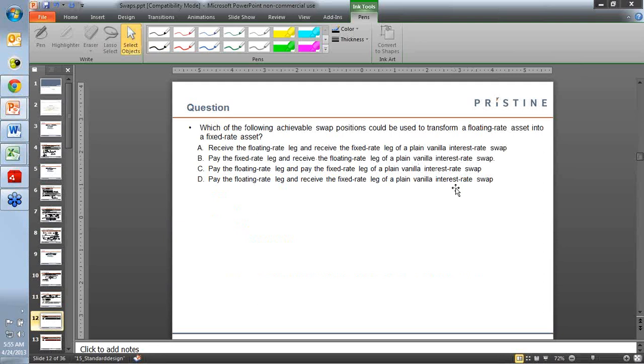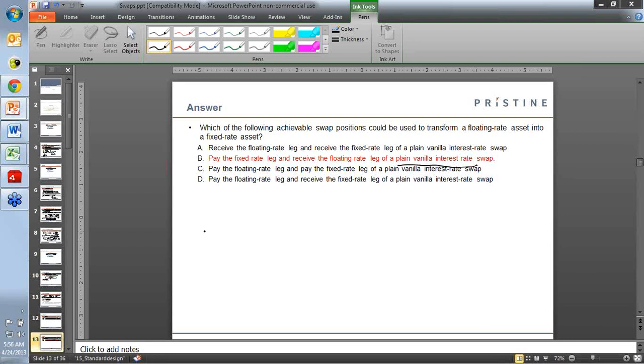So let's look at a question. Which of the following achievable swap positions could be used to transform a floating rate asset to a fixed rate asset? This basically means how would you transform a floating rate liability to a fixed rate liability? That is, you are initially paying floating payments according to a floating rate. How do you change that to payments paid by a fixed rate? So the answer here is you pay the fixed rate leg and receive the floating rate leg of a plain vanilla interest rate swap.